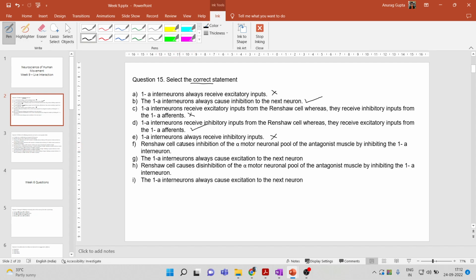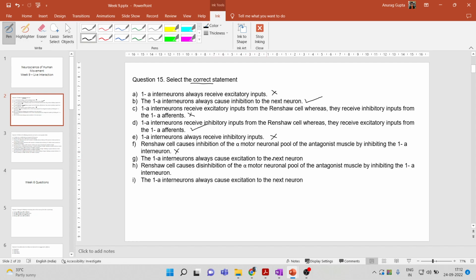Okay, let us read this again. Renshaw cell causes inhibition of the alpha motor neuronal pool of the antagonist muscle by inhibiting the 1A interneuron. No, actually, it inhibits the 1A interneuron, and since the 1A interneuron is inhibited, its inhibitory effect on the alpha motor neuronal pool of the antagonist decreases. So, in that sense, the action of the Renshaw cell causes an excitation in the antagonist muscle, not an inhibition.